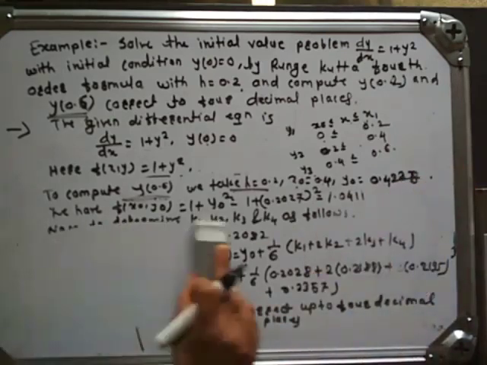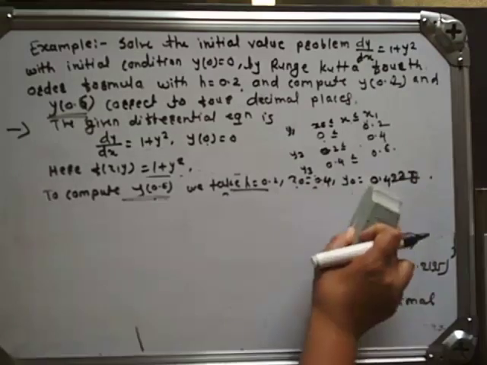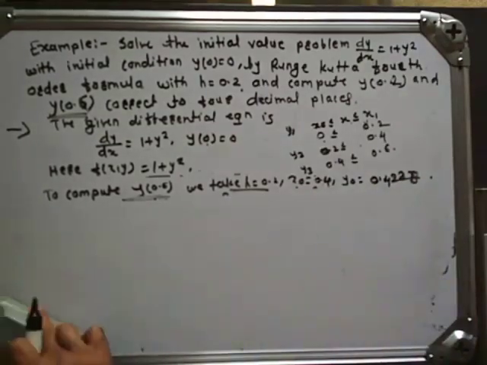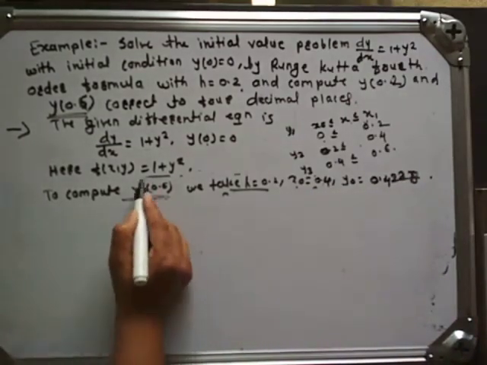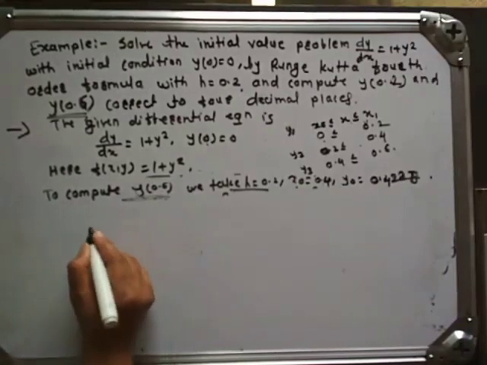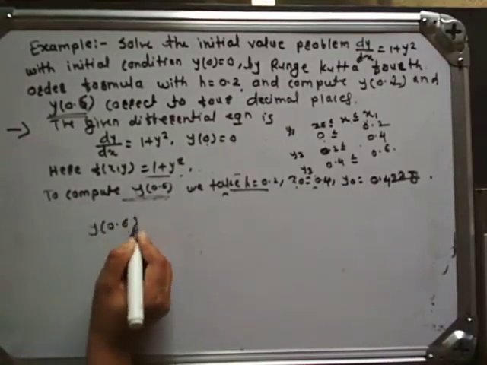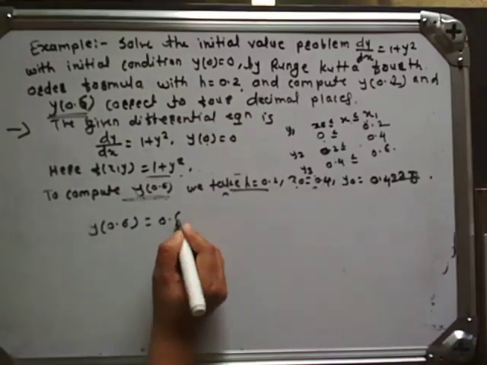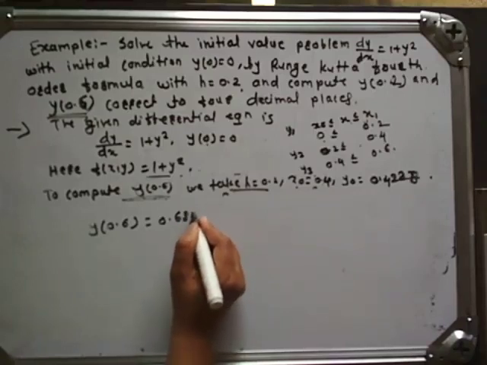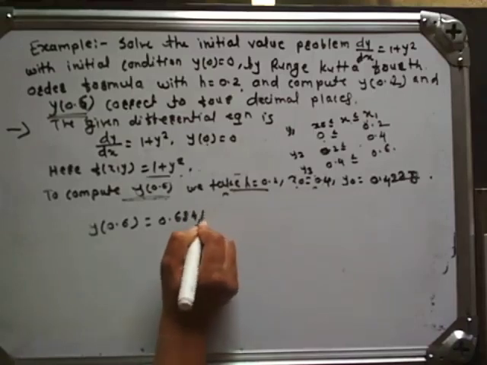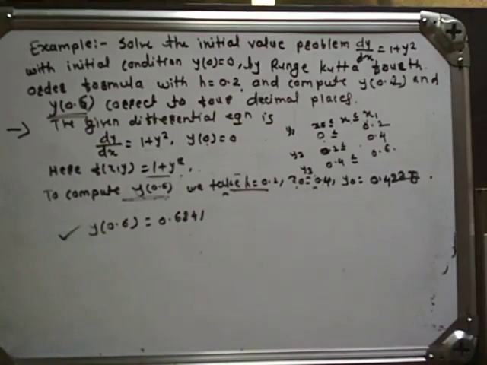Okay, so take it as homework to find out y of 0.6, and its answer is y of 0.6 equal to 0.6841. This is homework for you. Find out this answer.